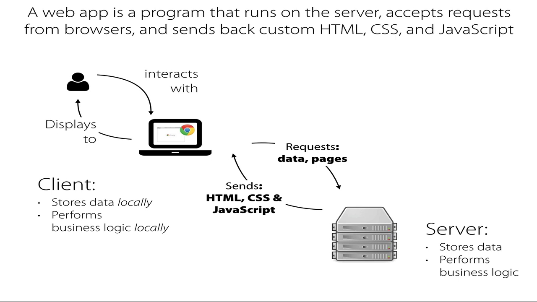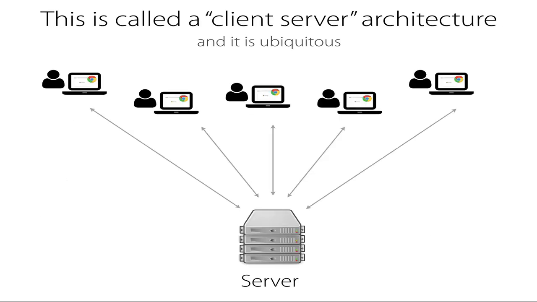And so the client is the browser. So when we say we have a client-server architecture, we're talking about the browser as the client, and the server as the server. And the client basically stores data locally and performs business logic locally. Okay, it's the thing that the user sees. And this kind of client-server architecture is ubiquitous, right? So the whole web is built on this.